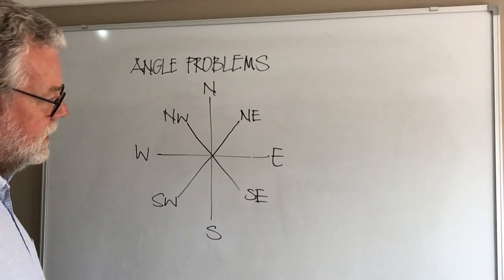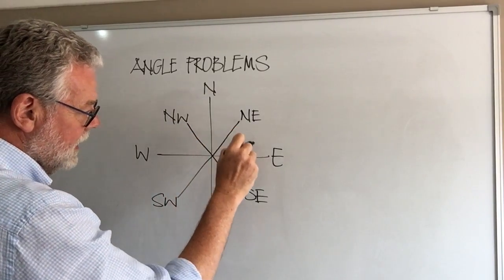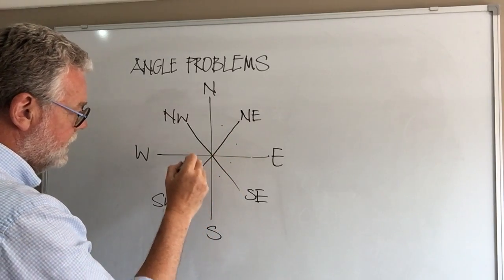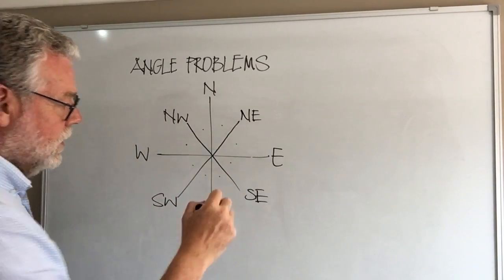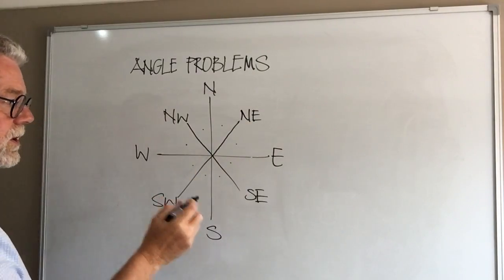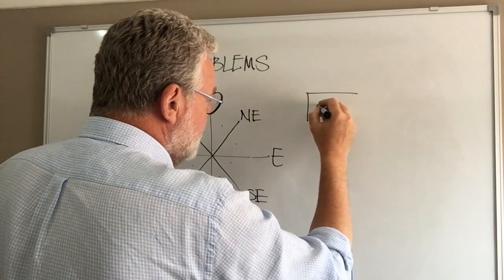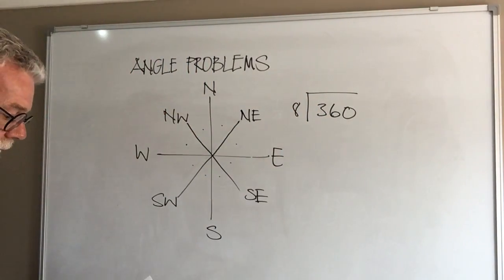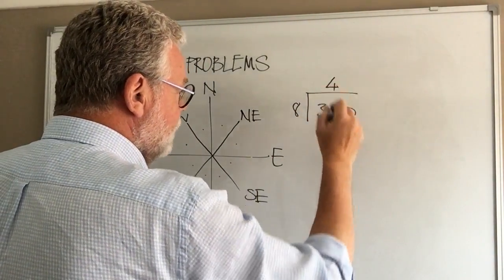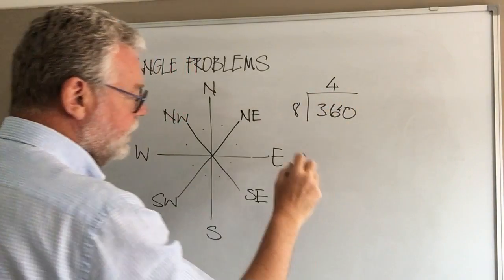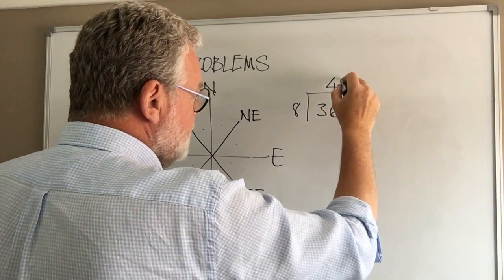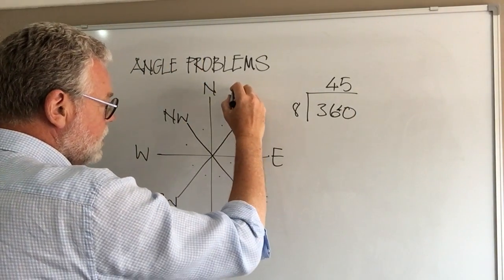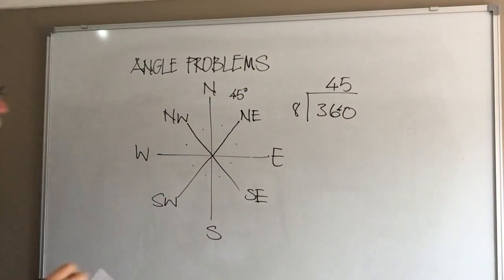Well, the first thing that we've got to do is to work out how many sections are there in our compass. So there are 1, 2, 3, 4, 5, 6, 7, there are 8 sections. So we've then got to say, well, what are each of those sections worth? Well, we know the whole turn is 360 degrees. So if we do a quick short division, 8 into 36 is 4, 4 8s are 32, remainder 4, so 8 into 40 is 5. It tells us that each section is worth 45 degrees.